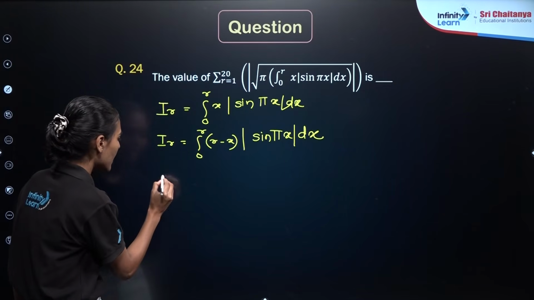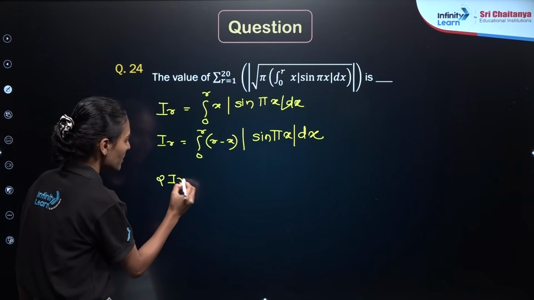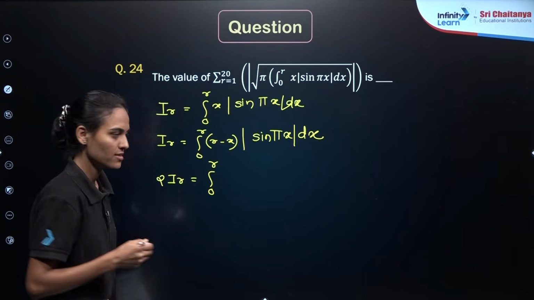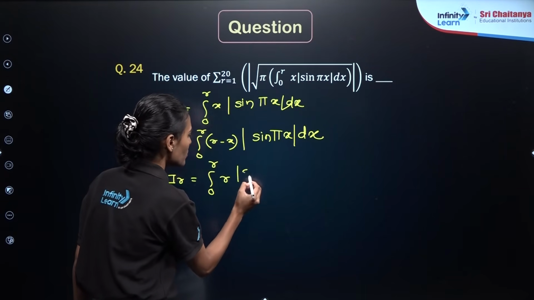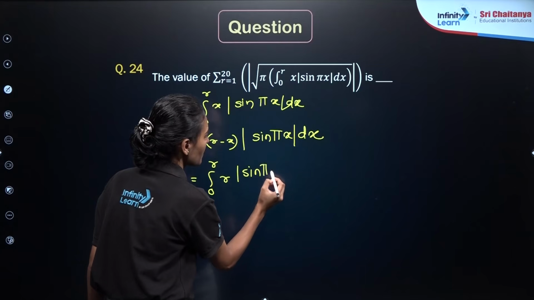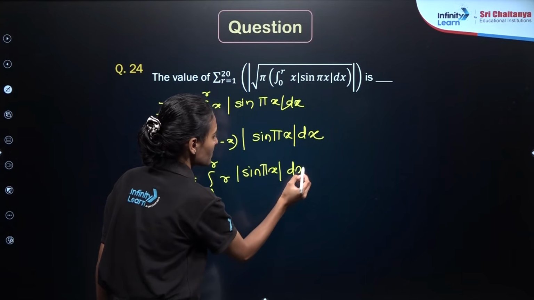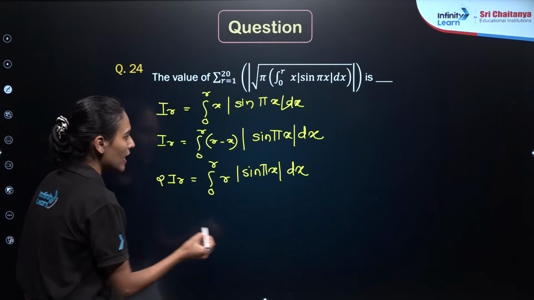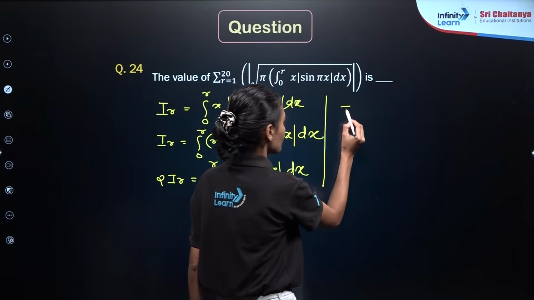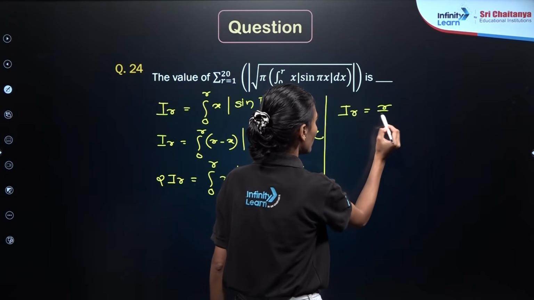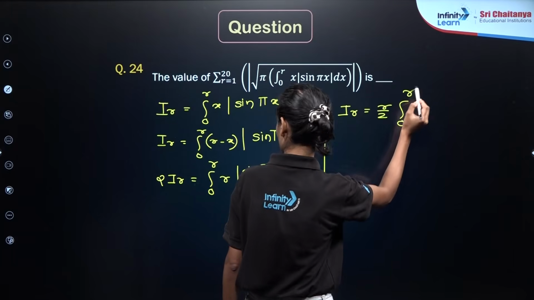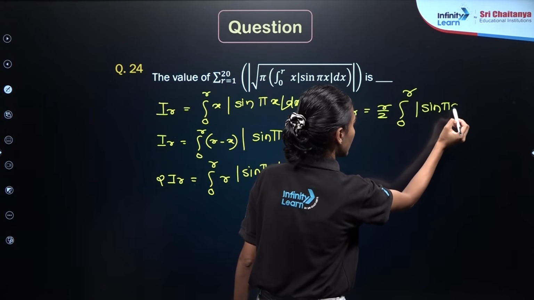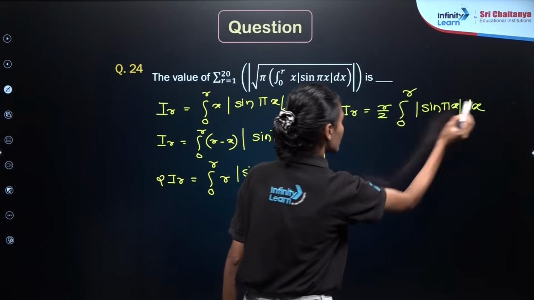Then you will get I(r) plus I(r) as 2I(r), which is nothing but integration from 0 to r. The x minus x gets cancelled. This is r times modulus of sin pi x times dx. Then you will get I(r) equals r upon 2 integration from 0 to r modulus of sin pi x times dx.